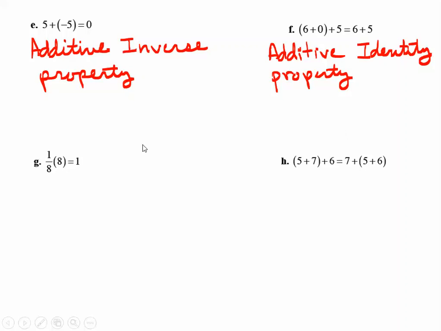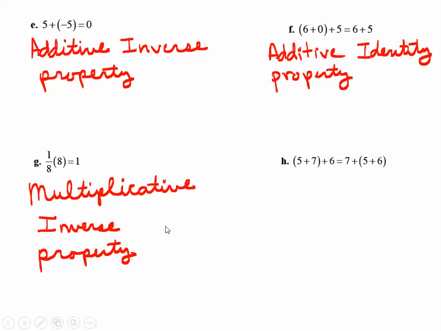All right, and G, let's see, 1/8 times 8 gives you 1. This whole concept of multiplying by its reciprocal, but the algebra property is the multiplicative identity property. Okay, and H, this one's a little bit toughy here.